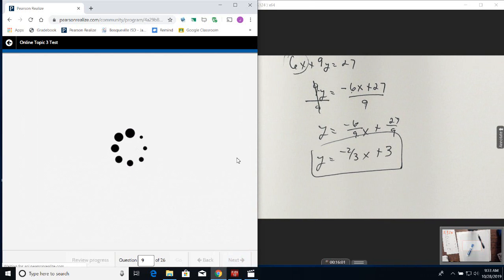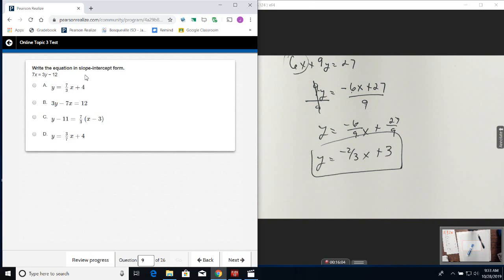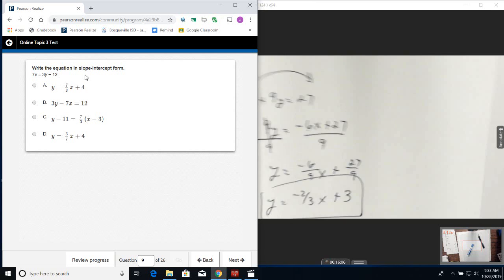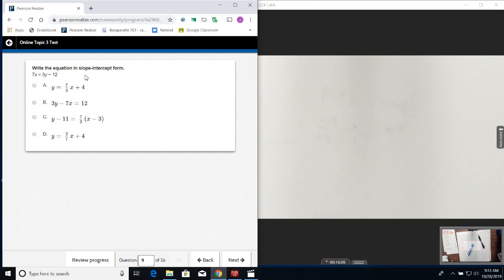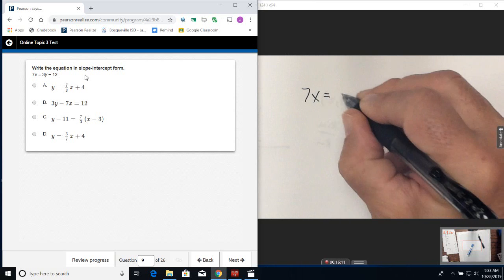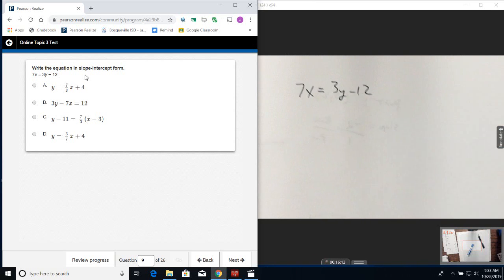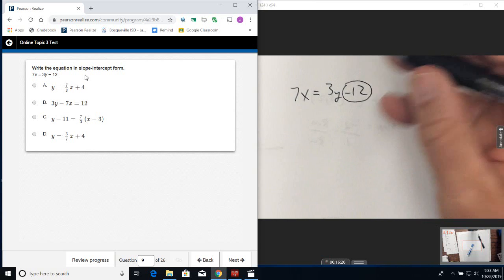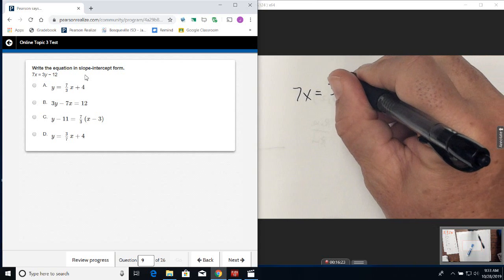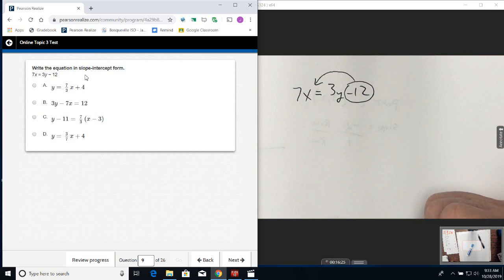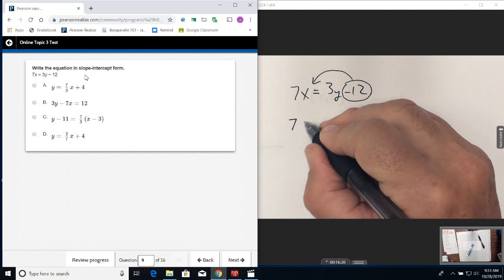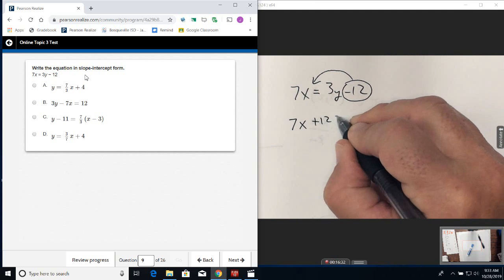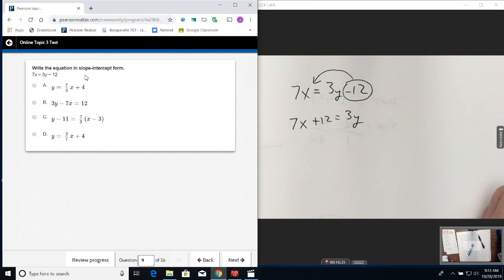Okay, let's go to the next problem, 9. Write the equation in slope-intercept form. So once again, I'm doing the same thing in this problem. Here's my equation. 7x is equal to 3y minus 12. To put that in slope-intercept form, I just got to get y by itself. So I take that 12 and I do what with it? Move it to the other side, and when it jumps across the equal sign, it becomes a plus. So this is 7x plus 12 is equal to 3y.